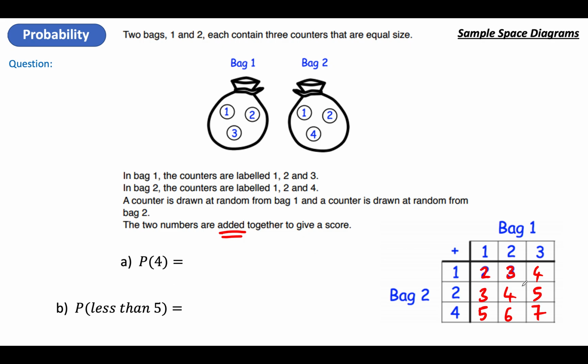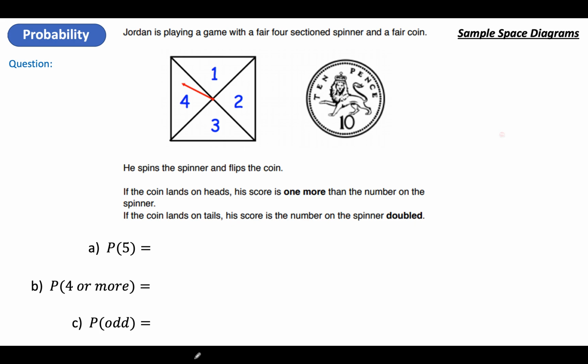Probability of a 4 then. Well, there are 2 ways of getting 4, out of a total of 9. So 4 ninths. Less than 5, that would be that top row. So that's 1, 2, 3, 4, 5 different ways of getting less than 5, and it has to be less than 5, not including 5, out of 9. So 5 ninths. All right? Okay, if you didn't get that, try again. Maybe watch that bit again. Otherwise, let's move on to another question.